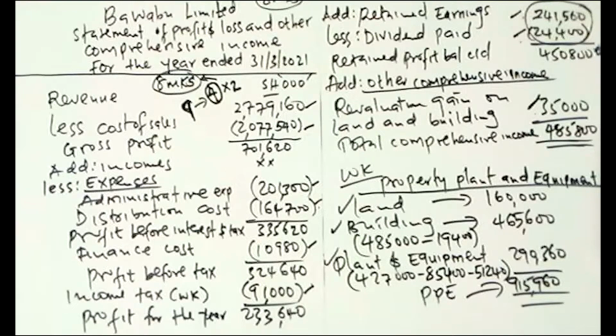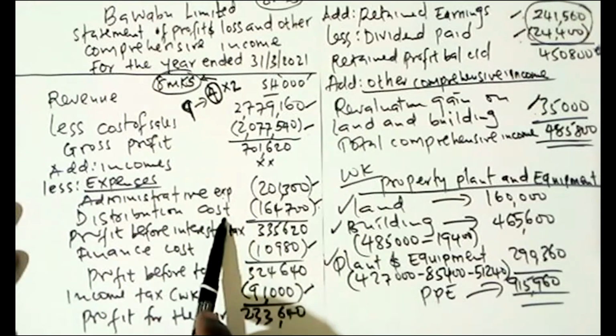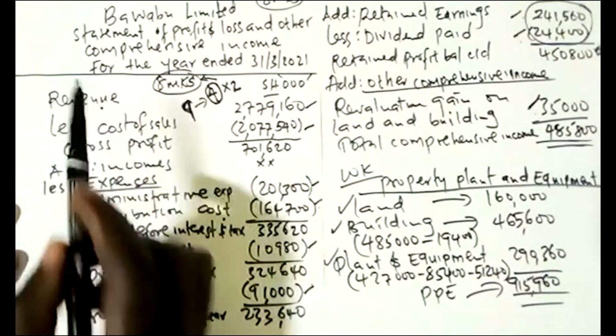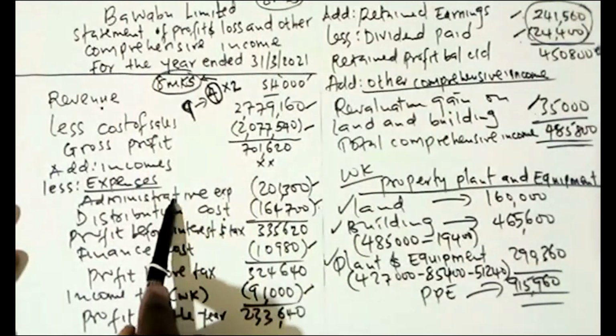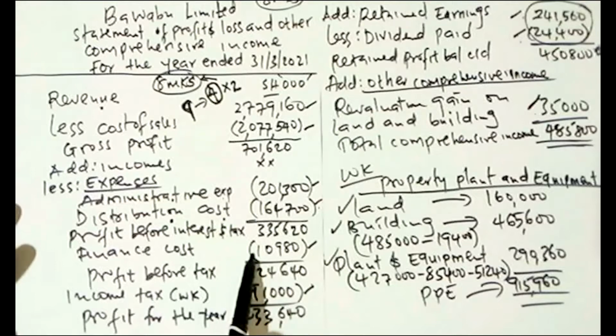For the admin, distribution, revenue, there was no working for revenue, there was no working for admin, there was no working for distribution, and there was no working for finance cost. That's all. You have the 4. You have the 8 marks. How can you fail now the exam? How can you fail?